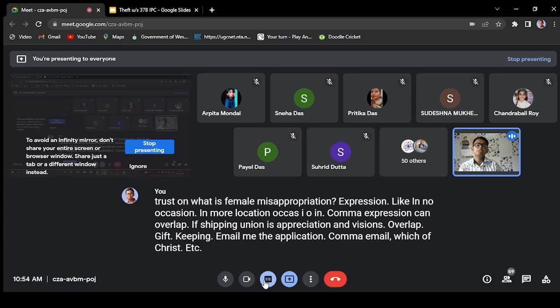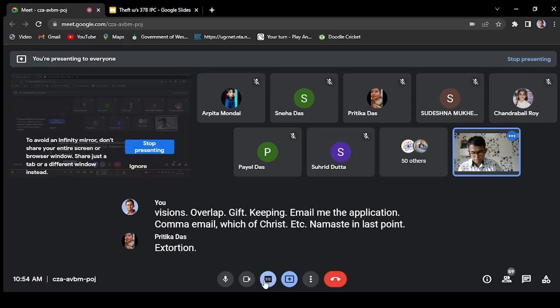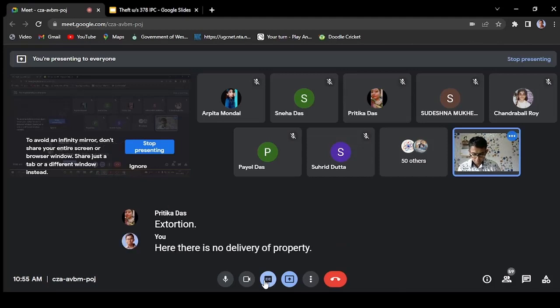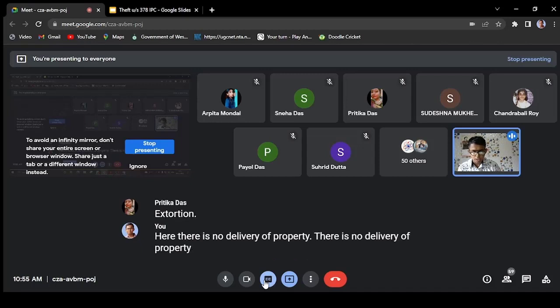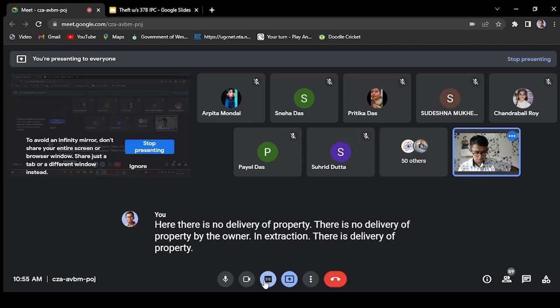Number seven, last point: in theft, there is no delivery of property by the owner. In extortion, there is delivery of property by the owner.